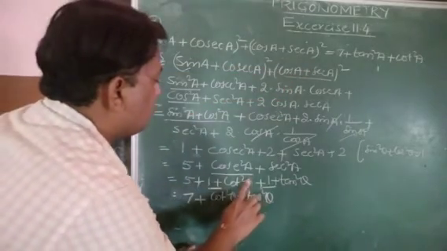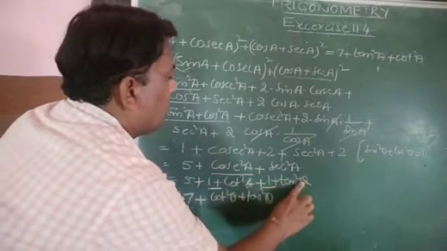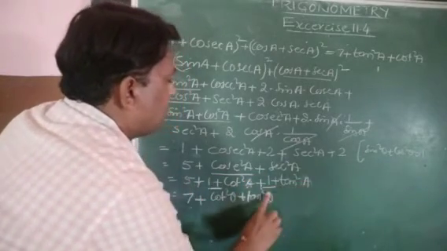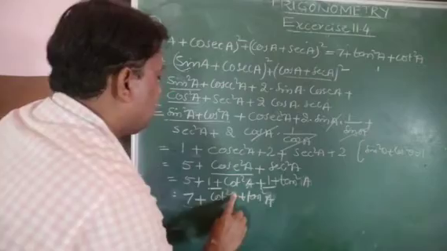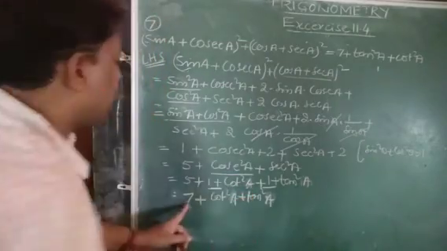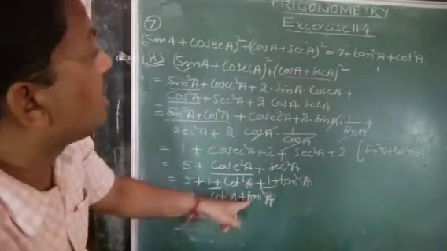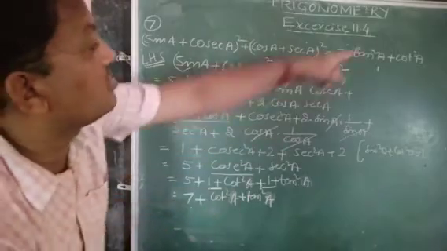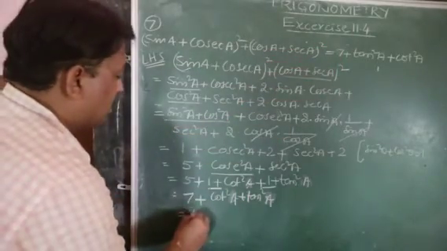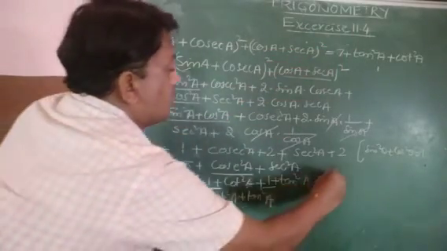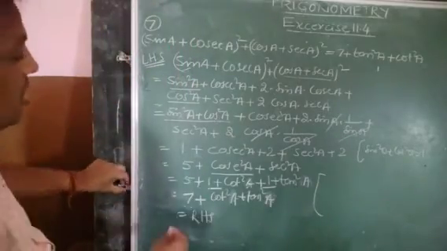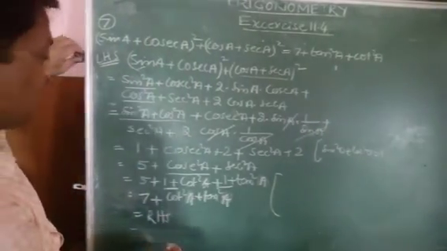Is it not? 7 plus... it is given in terms of A. So 7 plus tan square A plus cot square A. That is nothing but the RHS. But here you must write what conversion you did.